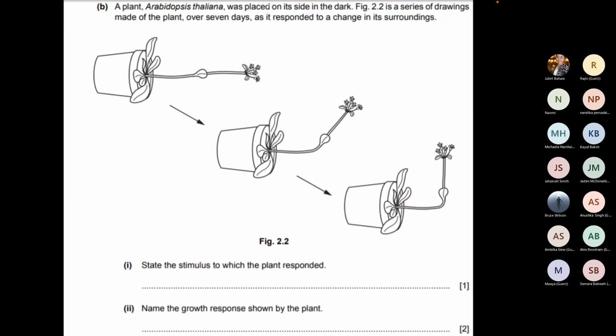Right, so you have a plant that was placed on its side in the dark. Figure 2.2 is a series of drawings made of the plant over 7 days as it responded to a change in its surroundings. So they have it lying to the side. Eventually, you see that the shoot bends, so it is reaching the sunlight. So basically, state the stimulus to which the plant responded.